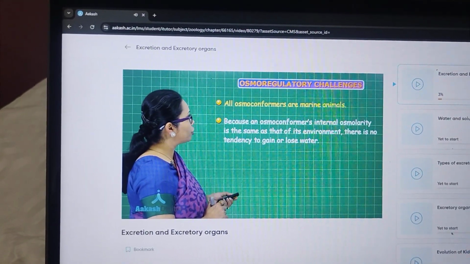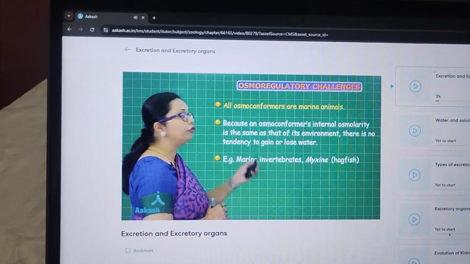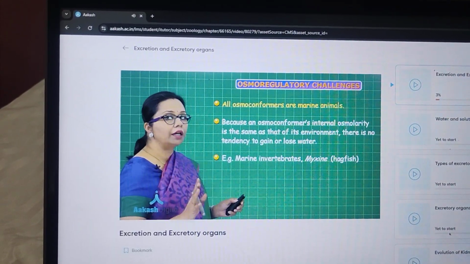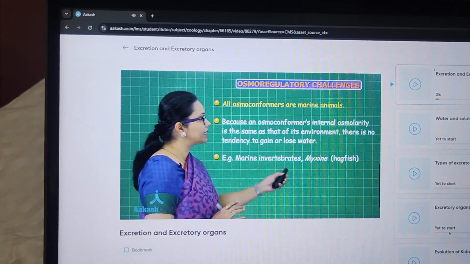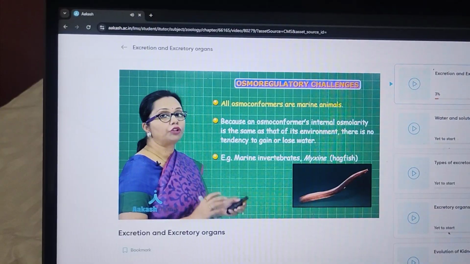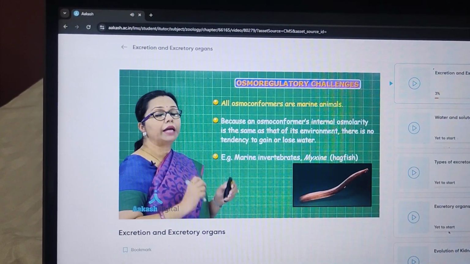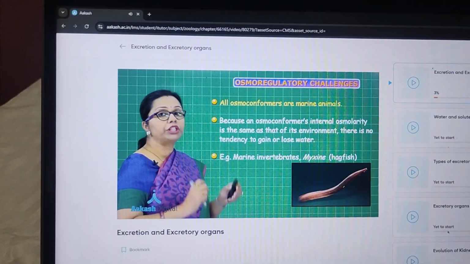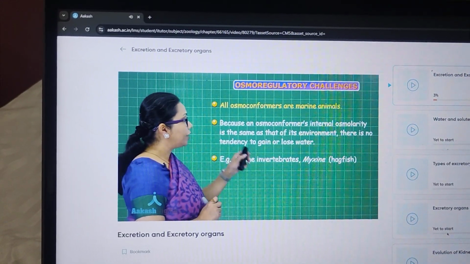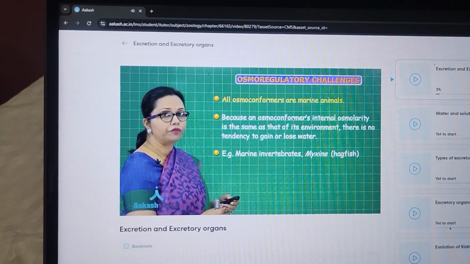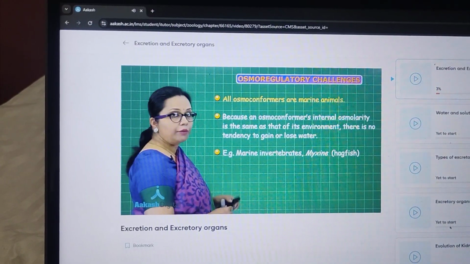And examples of osmoconformers are marine invertebrates, and among vertebrates there is one single example, and that is Myxine or hagfish. Now this is a very primitive fish. Rather, among vertebrates we can say that it is the most primitive living vertebrate, and this is the one which has its blood isotonic to that of seawater. So these are the examples.